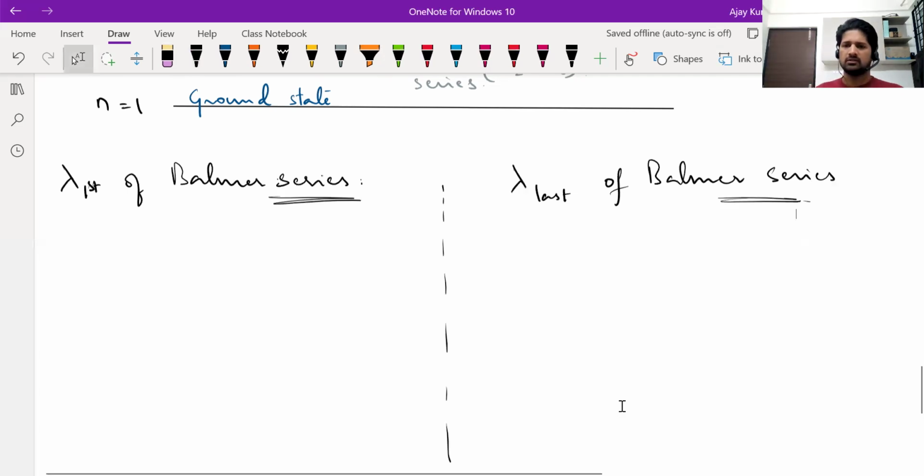Solve quickly. I'll give you all 3 minutes. Any answer?